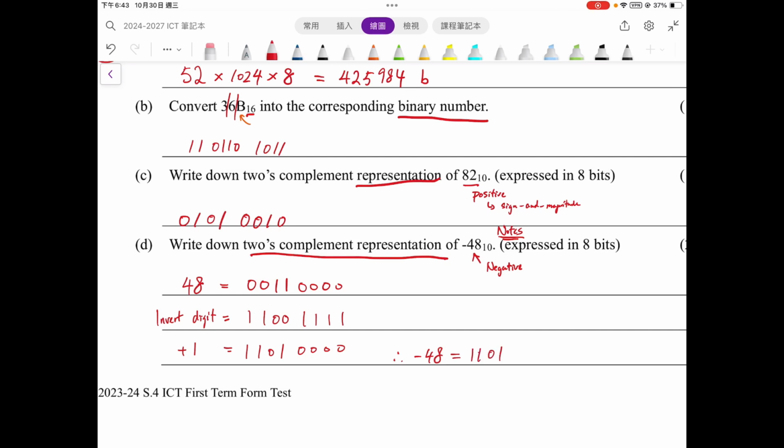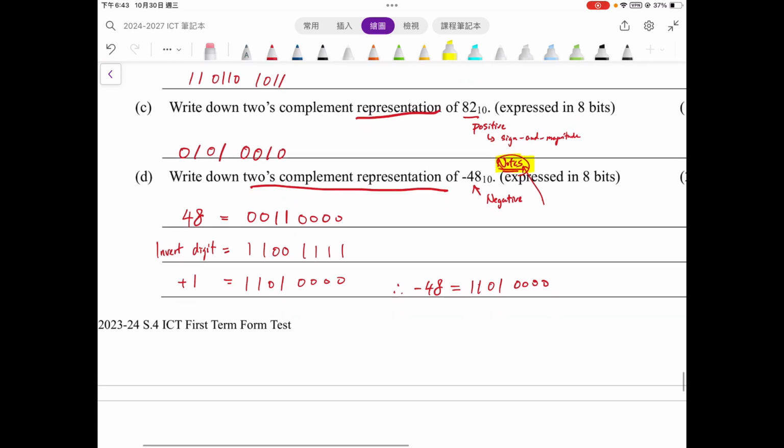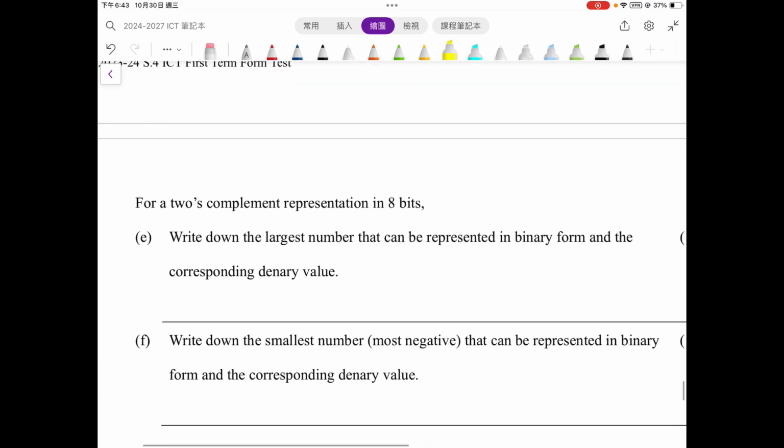Negative 48 is equal to 1101 0000. If you have something not clear, just refer to the notes in the lesson. So this is for the representation of negative 48.